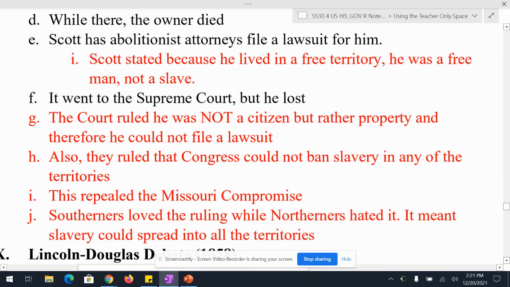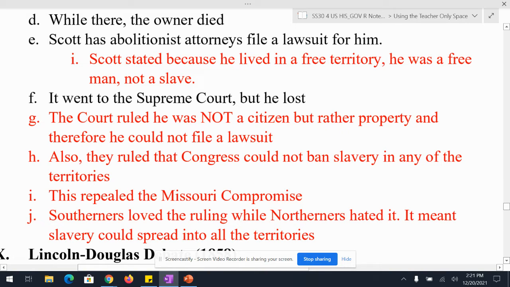Supreme Court is going to say he loses because it straight up says he's not a citizen. He's property. So he's a human being, but he's not. He's property because he's a slave. Again, their words, not mine. And because of that, property technically can't file a lawsuit. Citizens can file a lawsuit, but property cannot. The Supreme Court had a lot of pro-slavery justices in the Supreme Court at this time.